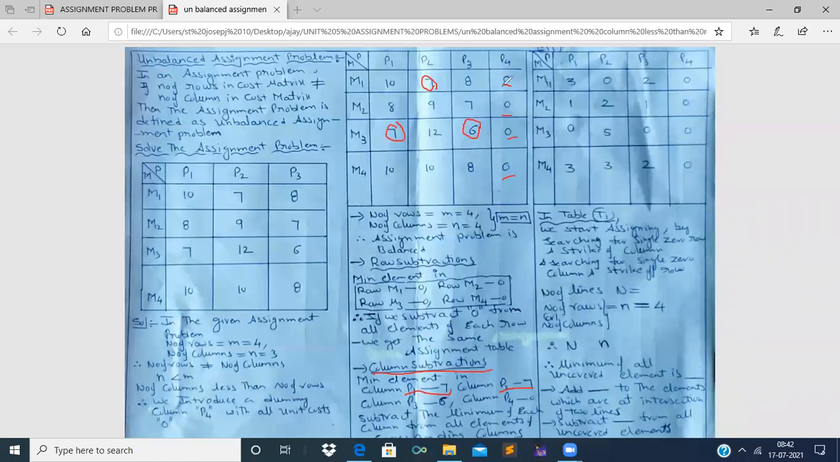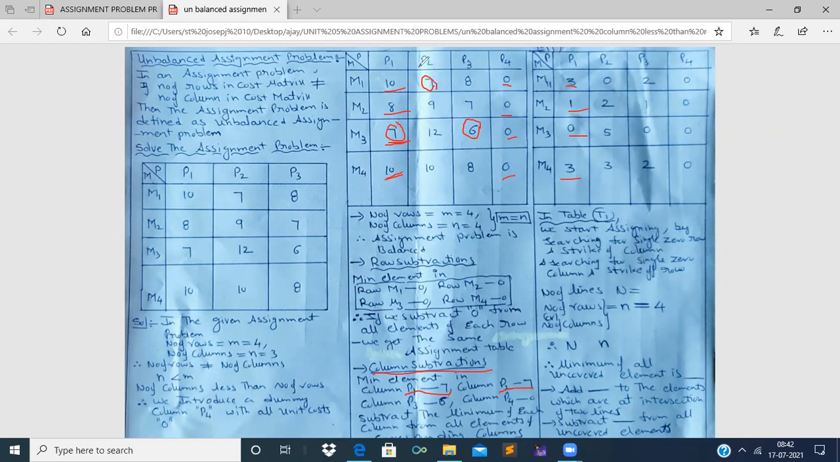Now, if we subtract this 7 from all the elements of the first column, we get 10 minus 7, 3; 8 minus 7, 1; 7 minus 7, 0; and 10 minus 7 is also 3, right?